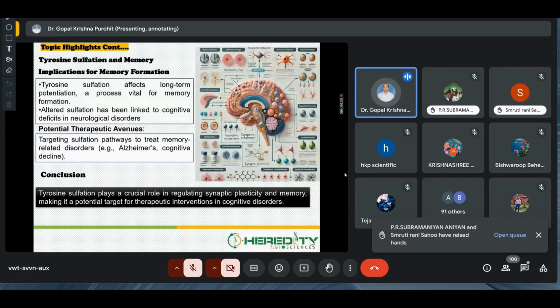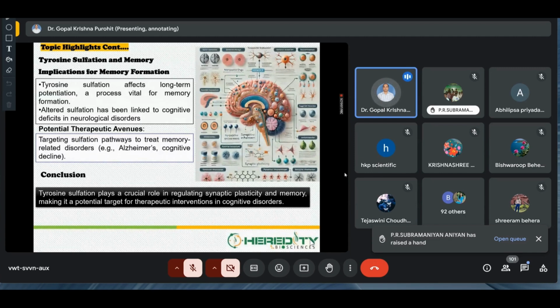Continuing with the highlights of this topic: tyrosine sulfation in memory. There are two aspects: implications in memory formation and potential therapeutic avenues. Tyrosine sulfation affects long-term potentiation, a process vital for memory formation. Second, altered sulfation has been linked to cognitive defects in neuronal disorders. On potential therapeutic avenues, targeting the sulfation pathway could treat memory-related disorders such as Alzheimer's and cognitive decline.